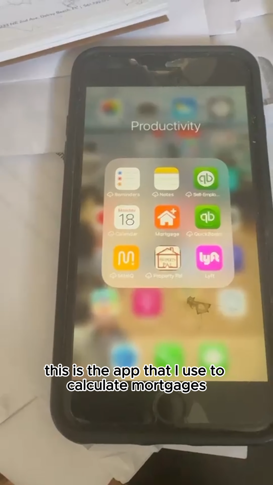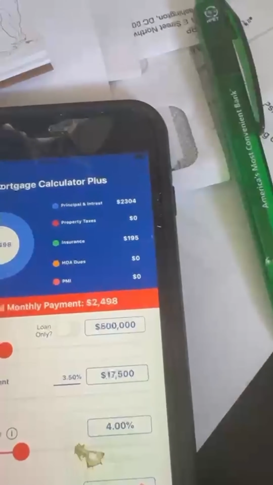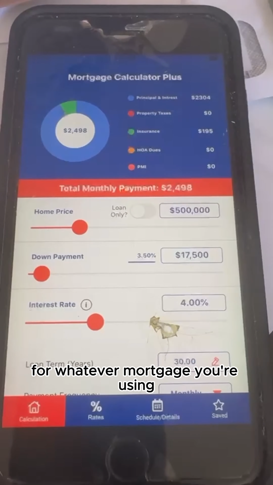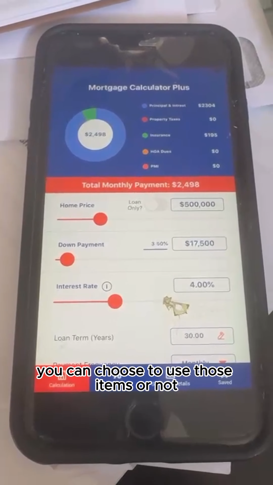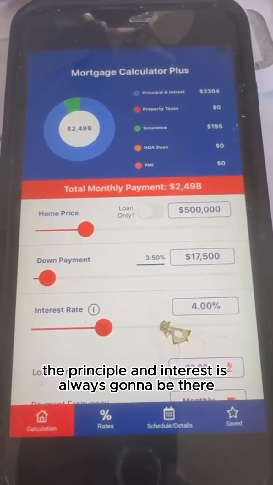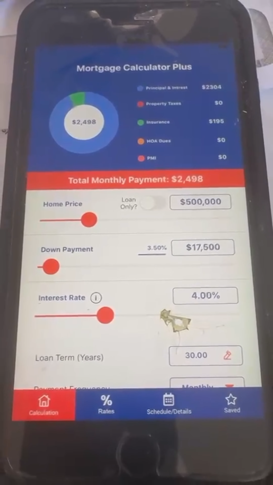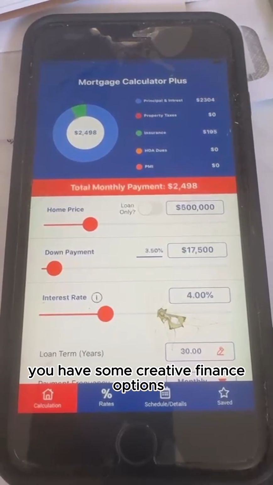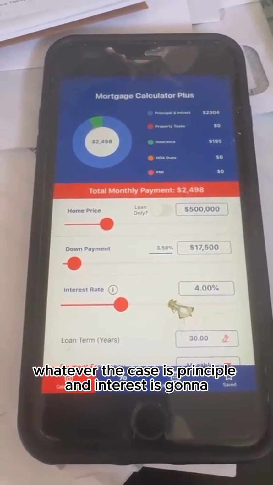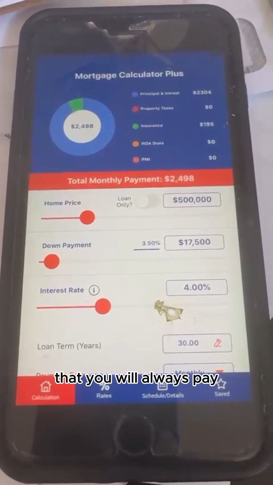This is the app that I use to calculate mortgages. It's Mortgage Calculator Plus. And it has all the elements that you will need for whatever mortgage you're using. You can choose to use those items or not, but for a mortgage, the principal and interest is always gonna be there, whether you're borrowing from a bank, or you have some creative finance options and you're using seller financing, whatever the case is, principal and interest is gonna be the one common aspect of a mortgage that you will always pay.